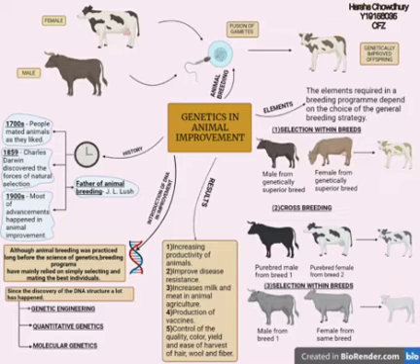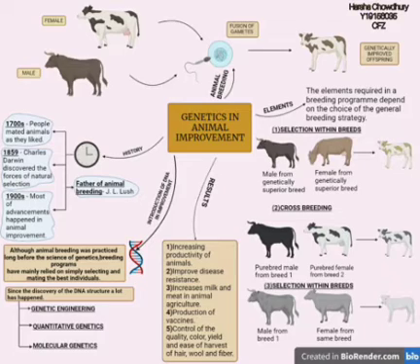Next, we move forward to the elements required in a breeding program. The elements required in a breeding program depend on the choice of the general breeding strategy. As we can see in the slide, there are three major elements that we will discuss. First and foremost is selection between breeds. It is the substitution of a genetically inferior breed by a superior one. This can be done at once or gradually by repeated backcrossing with the superior breed.